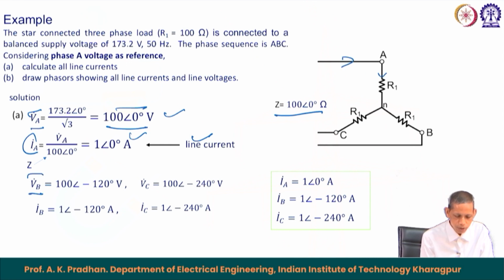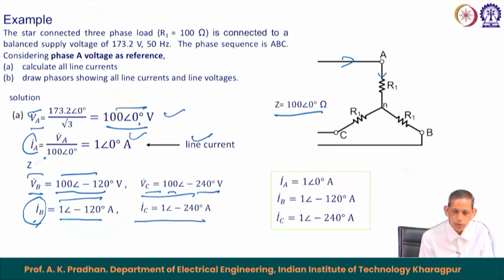Now, V_B equals 100 with an angle of minus 120 degrees with respect to V_A, and V_C happens to be 100 with an angle of minus 240 degrees. So, the corresponding I_B equals V_B upon Z. That gives I_B to be 1 with an angle of minus 120 degrees and I_C equals 1 with an angle of minus 240 degrees. Therefore, I_A, I_B, I_C are the corresponding currents.